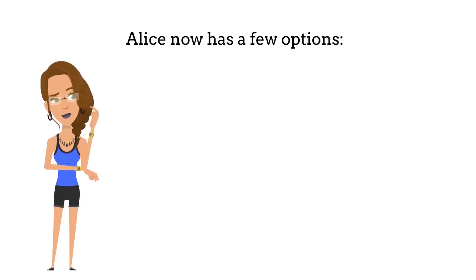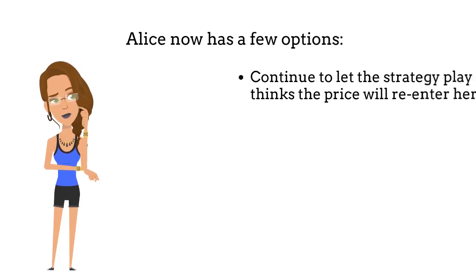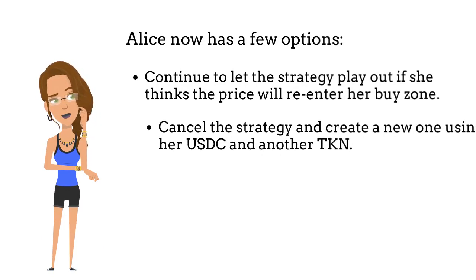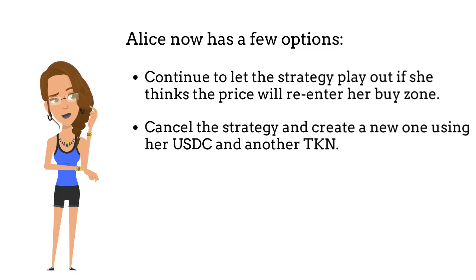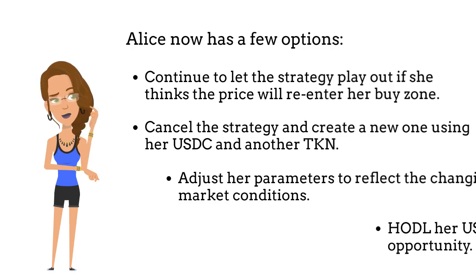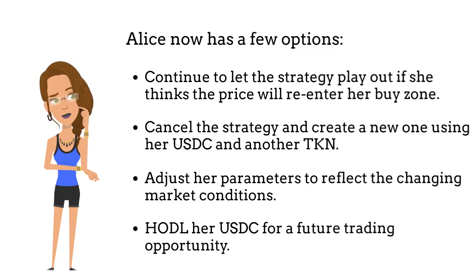Alice now has a few options. Continue to let the strategy play out if she thinks the price will re-enter her buy zone. Cancel the strategy and create a new one using her USDC and another TKN. Adjust her parameters to reflect the changing market conditions. Or HODL her USDC for a future trading opportunity.